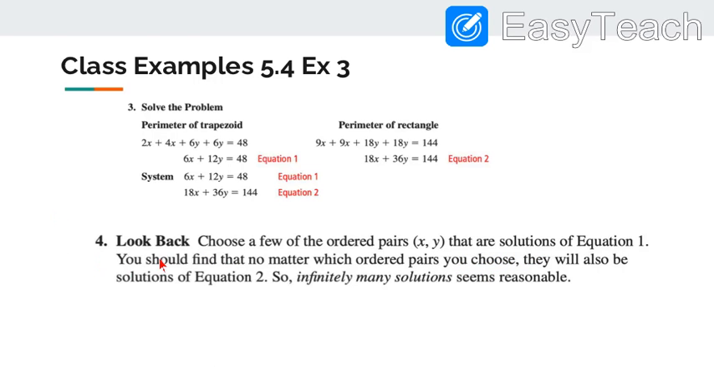Lastly, you could always just check a few points. If you plug in the different points of x and y into these, they would give you the same values. Therefore, you get 48 equals 48, and you get 144 equals 144, no matter what two values of x and y you plug in, as long as you plug in the same x and y values into both equations.